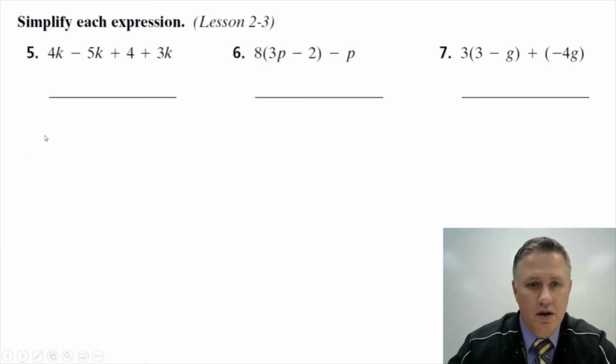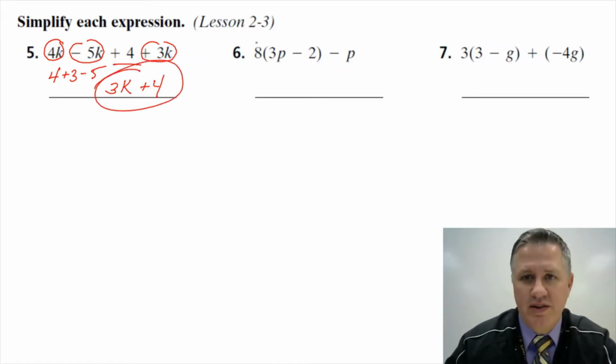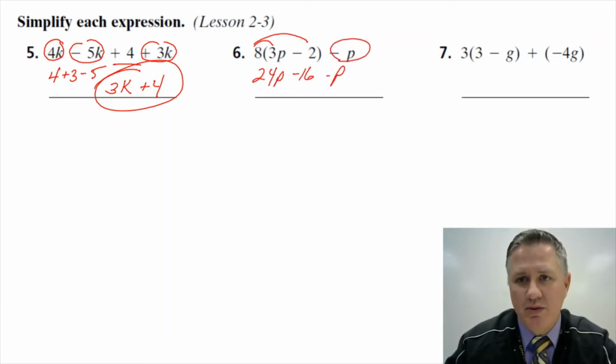Okay. All right, well here we're going to be looking to combine like terms, right? So I've got like terms, I've got 4k, -5k, and 3k. So basically 4 plus 3 minus 5, that's 8 minus 5 is 3, don't forget the k. And then plus 4, right? This comes down, that can't be combined with anything. So 3k plus 4 or 4 plus 3k. Next one, distribute. We've got 24p minus 16, and then bring down the p. Okay, 24p minus p is 23p minus 16.